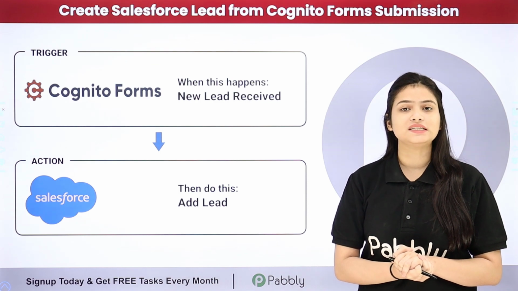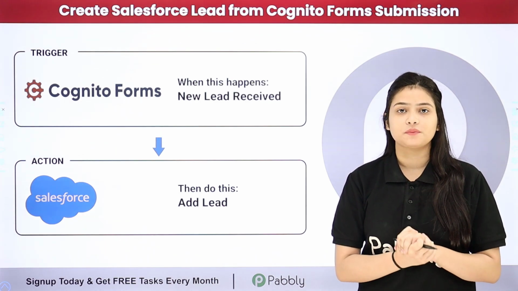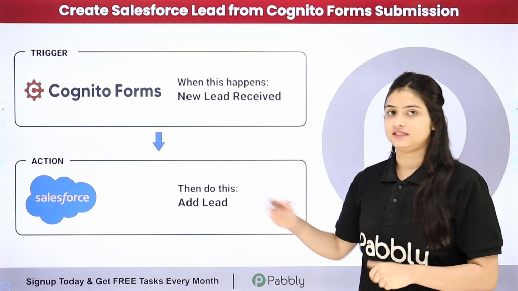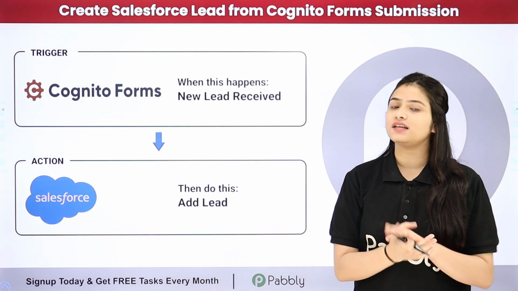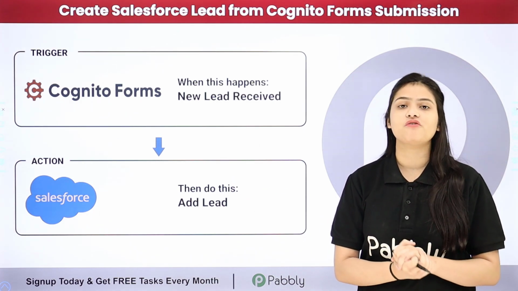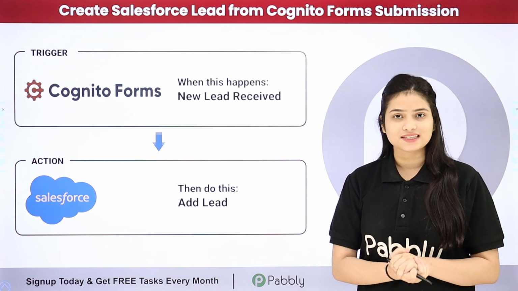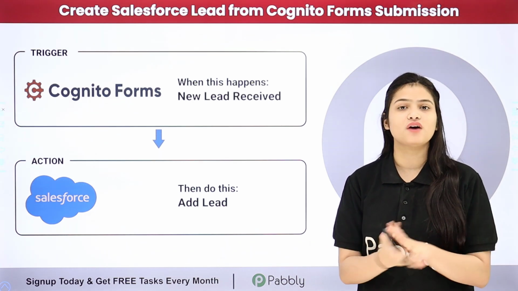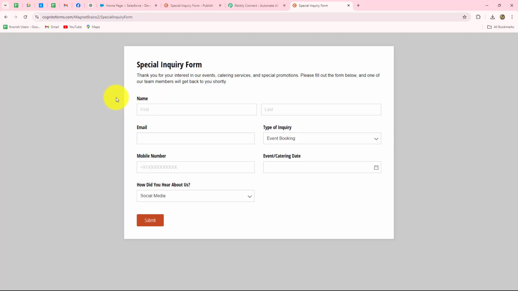So how are we going to automate this entire process? For this, we will have to set up a connection between Cognito Forms and Salesforce, and we are going to do that without any coding and programming skills, simply with the help of Pabbly Connect. So if you also want to learn this amazing automation step by step, you have to come towards my screen. Welcome to my screen, everyone.